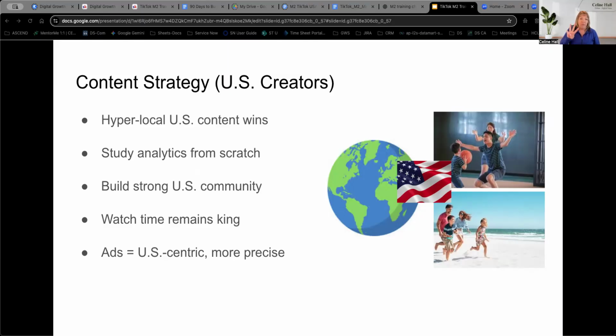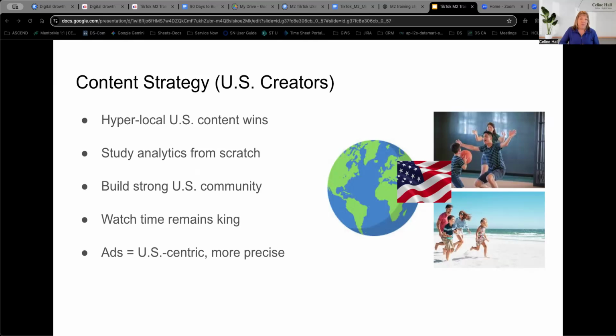Okay. Number four, watch time is king. None of that has changed. The watch time is still really, really important. The longer people watch your video, the more the algorithm is going to keep pushing out your content. Okay. That's how the algorithm rewards you. The more watch time, the more your video gets pushed out.